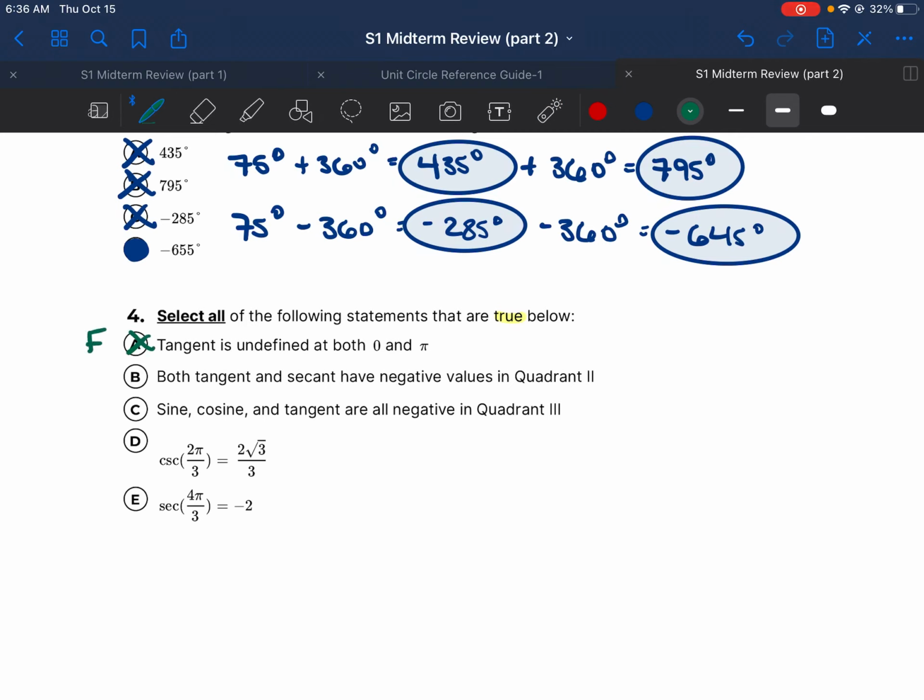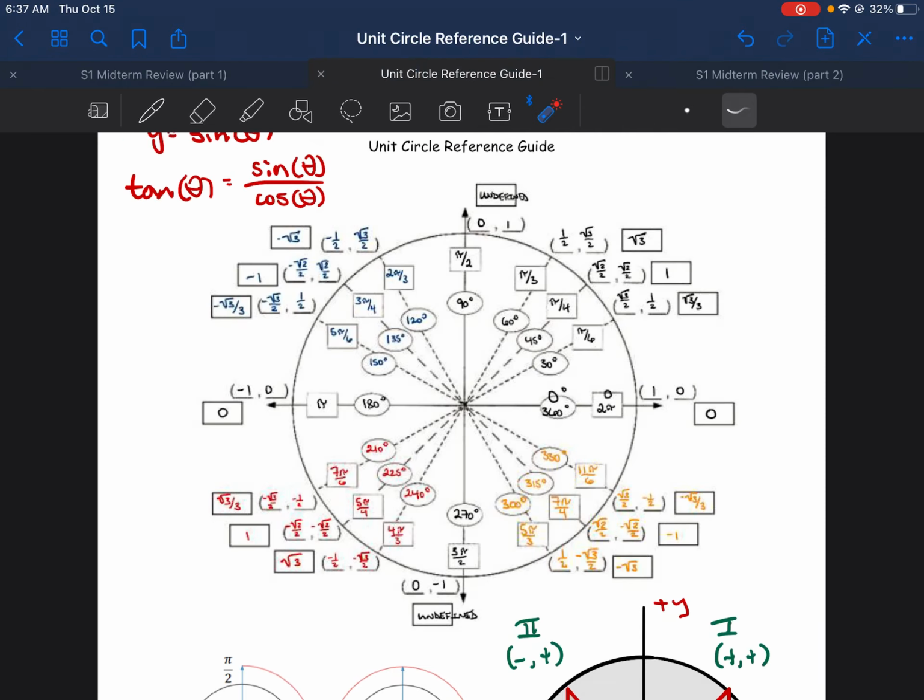Okay, because this statement says undefined at 0 and pi, when actually tangent is undefined at pi over 2 and 3 pi over 2. Statement B says both tangent and secant have negative values in quadrant 2. Okay, quadrant 2, we're looking for negative values for tangent and secant. So let's jump on over to quadrant 2. Quadrant 2 is right here.